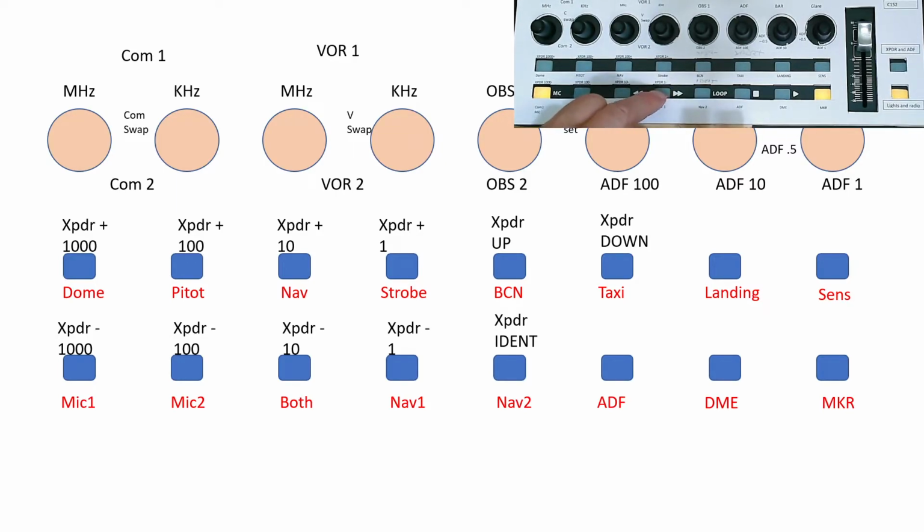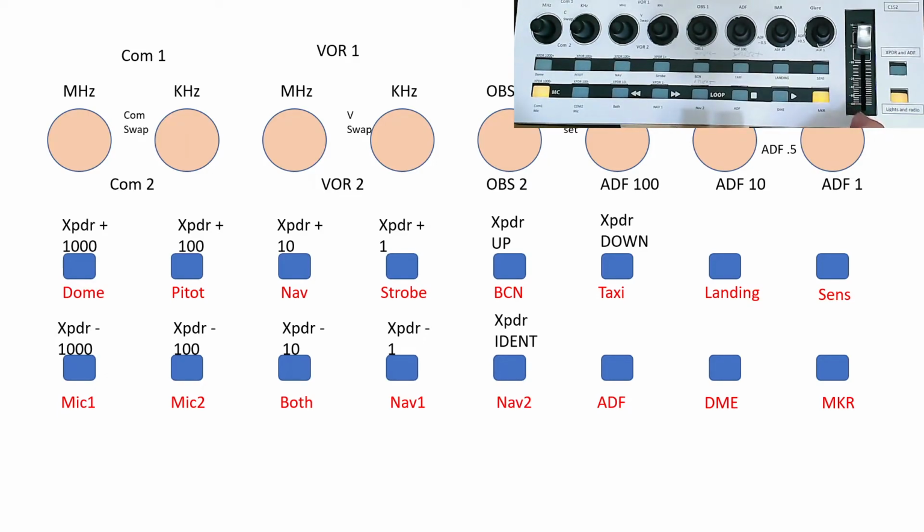Nav 1, so I'm listening to Nav 1, so we're listening to the Morse code here for that. If I want to hear the Morse code identified for the ADF, that's there. The DME, if I had DME equipment, but I haven't for this one. The marker and the sensitivity, and you can see them working actually here.